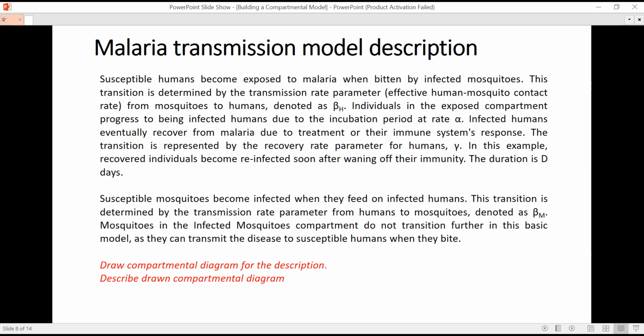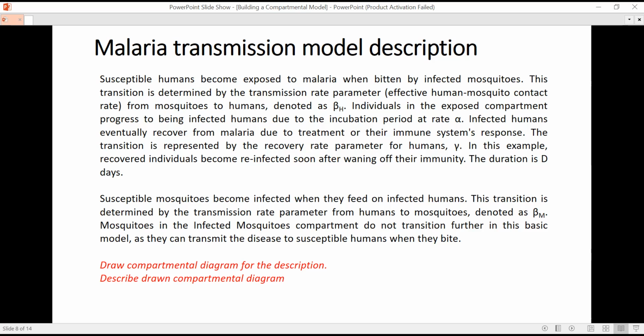When they're infected, they eventually recover from malaria due to treatment or their immune system's response. The transition is represented by the recovery rate parameter for humans, which is gamma. In this example, recovered individuals become reinfected soon after their immunity wanes off. The duration it takes for the immunity to wane off is D days. We are considering all these parameters in units of days.